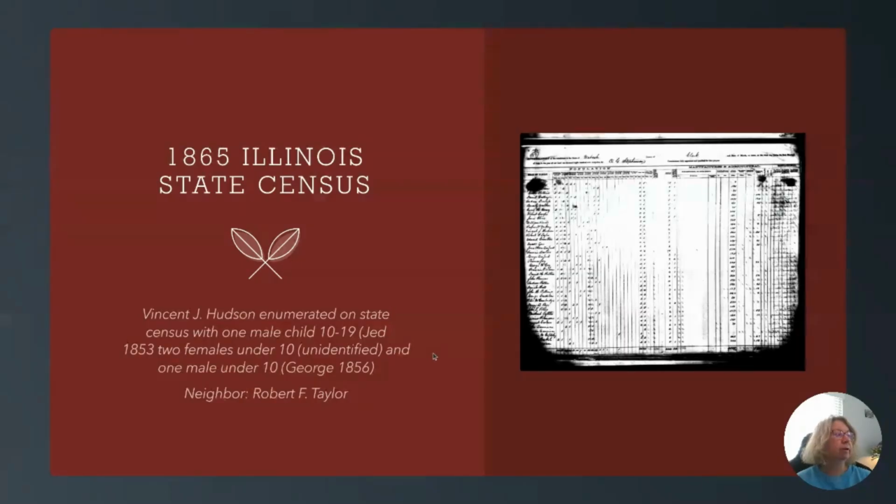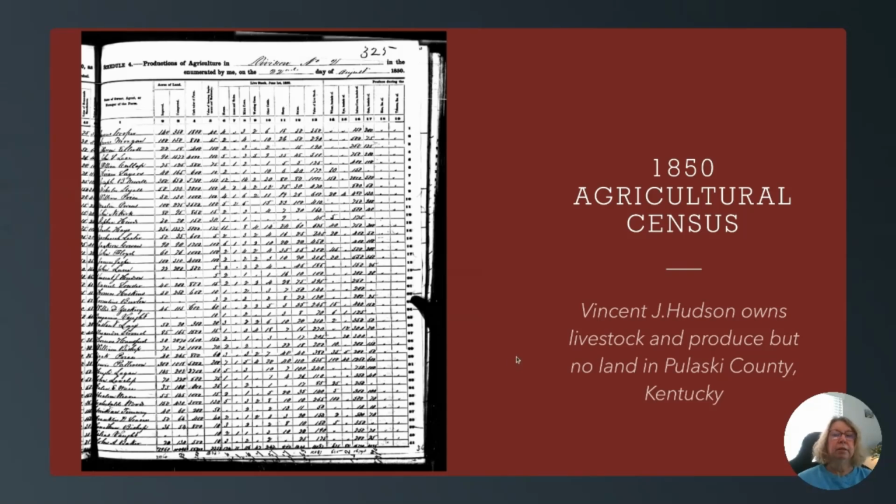or great-great-grandfather. Okay, here's that 1850 agricultural census that shows Vincent J. Hudson, and he is over here. He doesn't own any land. I don't think there are any other Hudsons on here, but again, I'm assuming this is the Vincent Hudson.